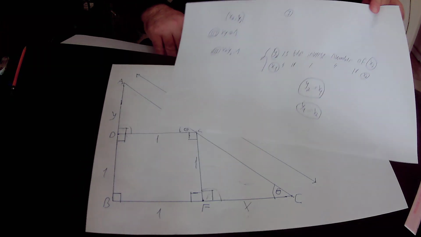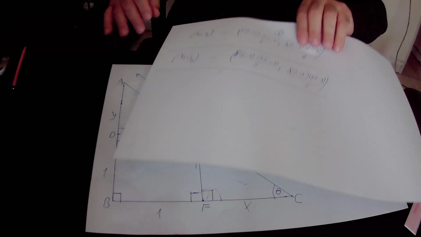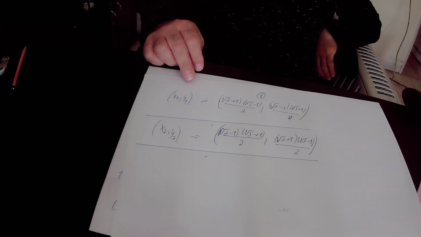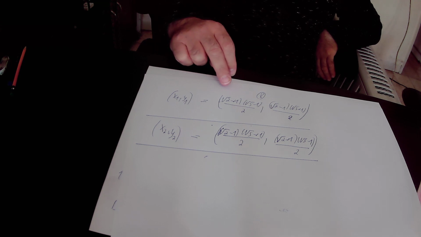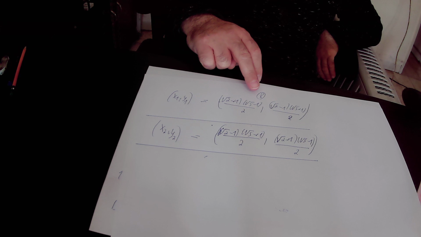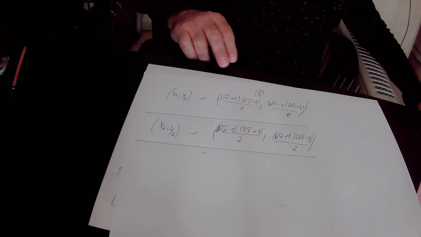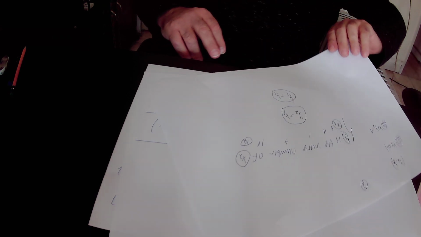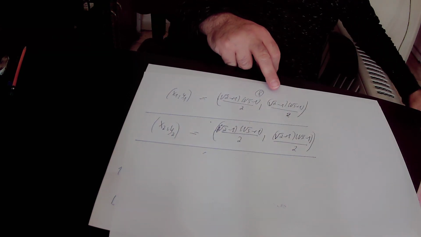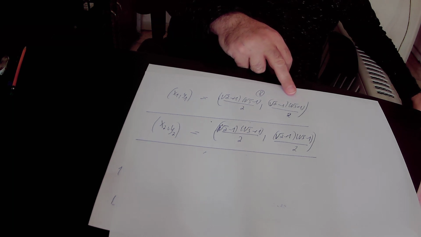So the solution to the question is, we have two solutions. The first solution is x1, y1. x1 equals square root of 2 plus 1 times square root of 5 minus 1 over 2. And we have already found that y1 equals x2. So that is to say it equals square root of 2 minus 1 times square root of 5 plus 1 over 2.